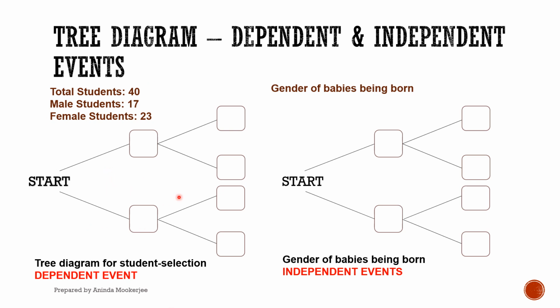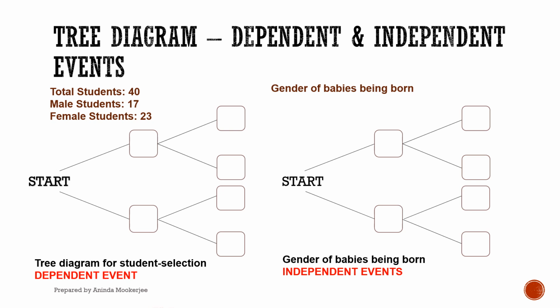So we are going to use the same example that we discussed previously for the general multiplication rule. We have a pool of 40 students, out of which 17 are male and 23 are female, and we are going to draw two students in succession at random and determine the probabilities of all possible combinations of genders in the two draws. All right.